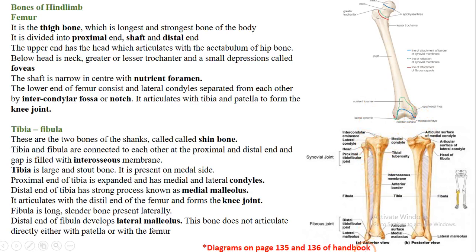Let us see the fibula. Fibula is a long slender bone which is present laterally. The distal end of the fibula develops the lateral malleolus, and this bone does not articulate directly either with the patella or with the femur. Okay, so it is only the tibia bone that will articulate with the patella and the femur bone.